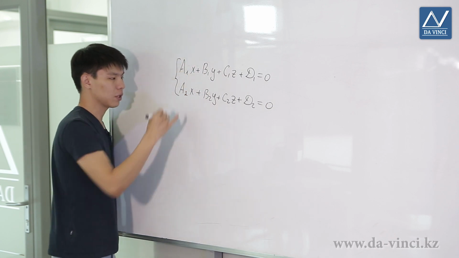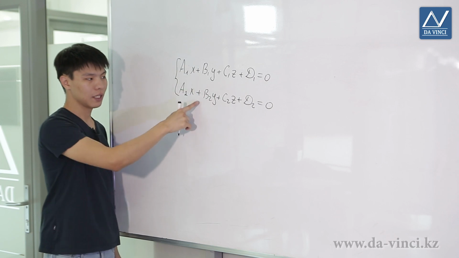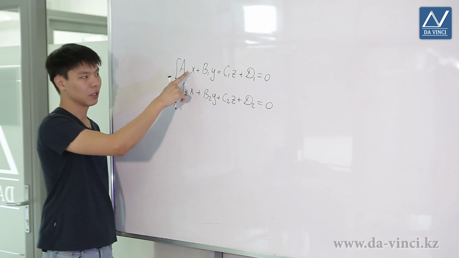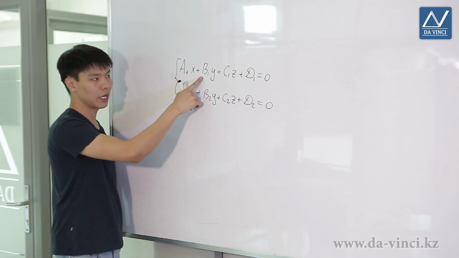If these 2 planes are not parallel, which happens when the normals to these planes are not collinear. Let me remind you that the normal of the first plane is a vector with coordinates A1, B1, C1.